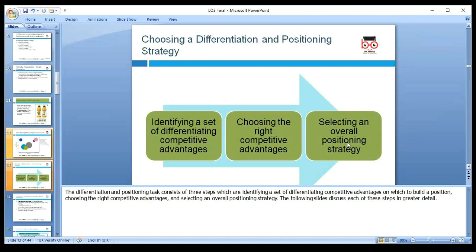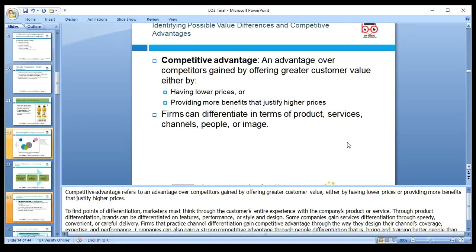Then there is choosing the differentiation and positioning strategy. You make the differentiation and position yourself accordingly in the market. That is how we get competitive advantage. What is meant by competitive advantage? The advantage you have over the competitors. Think about Alibaba, which is fast growing, and eBay, Amazon. These are websites, and some have a competitive advantage. Alibaba has a competitive advantage especially in China, given the Chinese government's policy toward foreign companies, especially Amazon and the American companies.